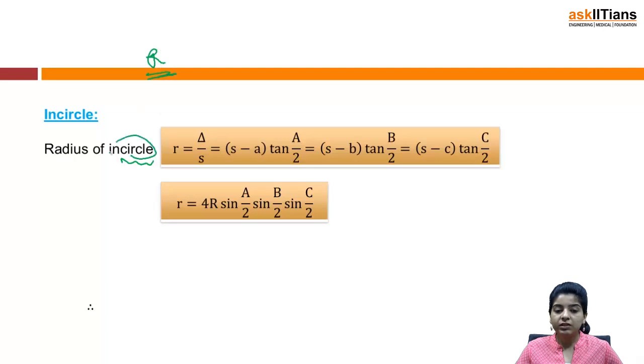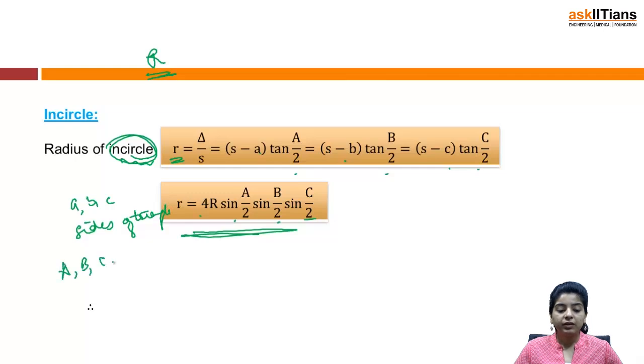So the radius of the incircle, small r, is delta by s, which is (s minus a) tan A by 2, is (s minus b) tan B by 2, (s minus c) tan C by 2, or r is 4R sin A by 2 sin B by 2 sin C by 2, where obviously a, b, c denote the sides of the triangle and capital A, capital B, capital C are the angles, right?